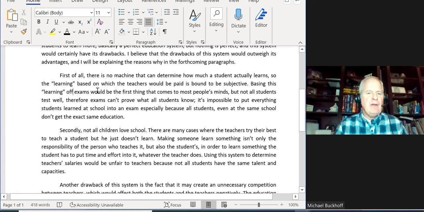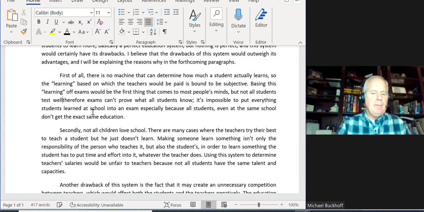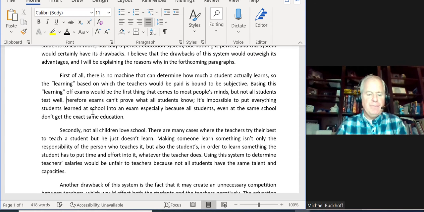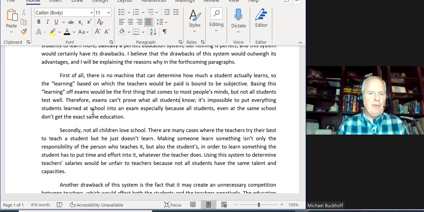Basing this learning off exams will be the first thing that comes to most people's minds, but not all the students test well. And this is where you have your sentence structure issues. You might put either a semicolon or a period here. Therefore, exams can't prove what all students know. It's impossible to put everything students learned at school into an exam, especially because all students, and if you put even a comma right before even, then you should put one here.